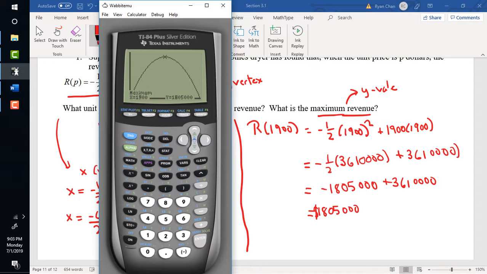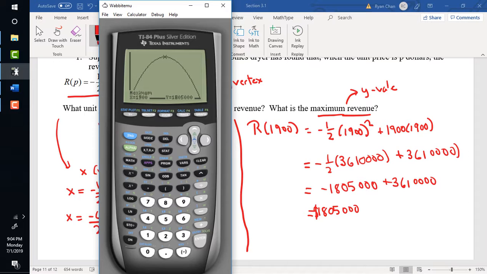And notice I get my coordinate, right? 1900, 1,805,000. And that's what we have, okay? Now, obviously, you need to make sure you know how to do the math and you need to show your work, but this is a good way to kind of check to see if you did everything correct.